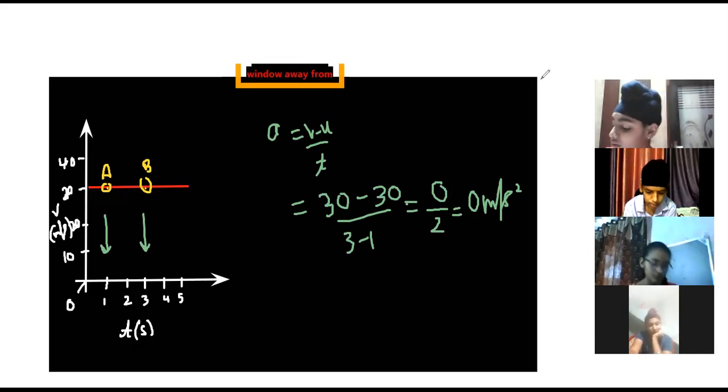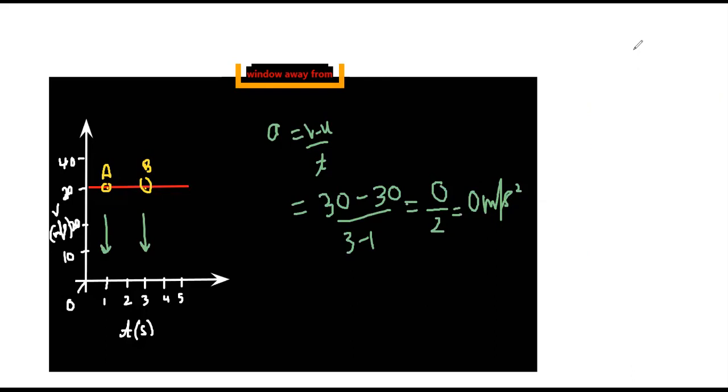We have done the definition of acceleration, that acceleration is change in velocity over time. Yes or no? Change in velocity over time. So because there is no change in velocity taking place, there exists zero acceleration. Okay. Now we are going to have the question. You are going to try it out.